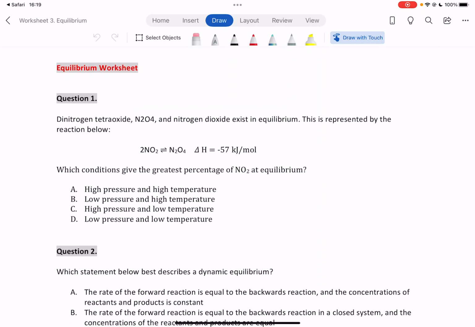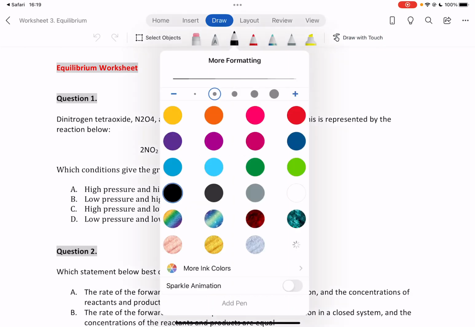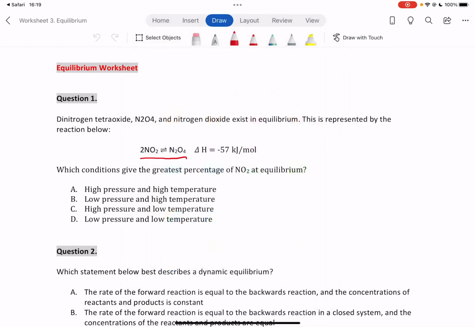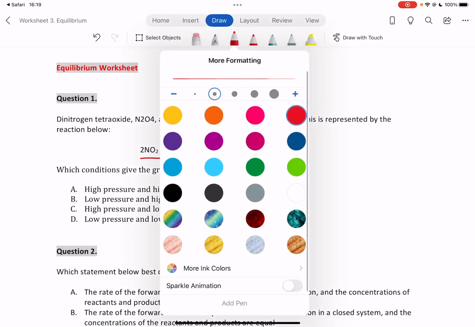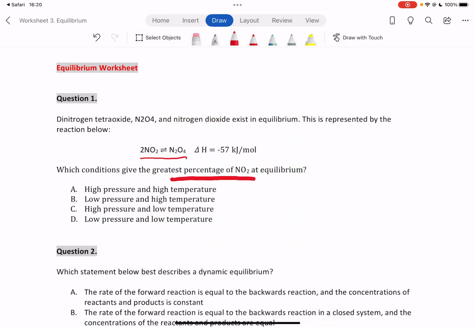So the first question gives this reaction. Let me write with the red pen. It gives this reaction and asks to find which condition gives the greater percentage of N2. Let me decrease the size, NO2, so which means going in the reverse direction.